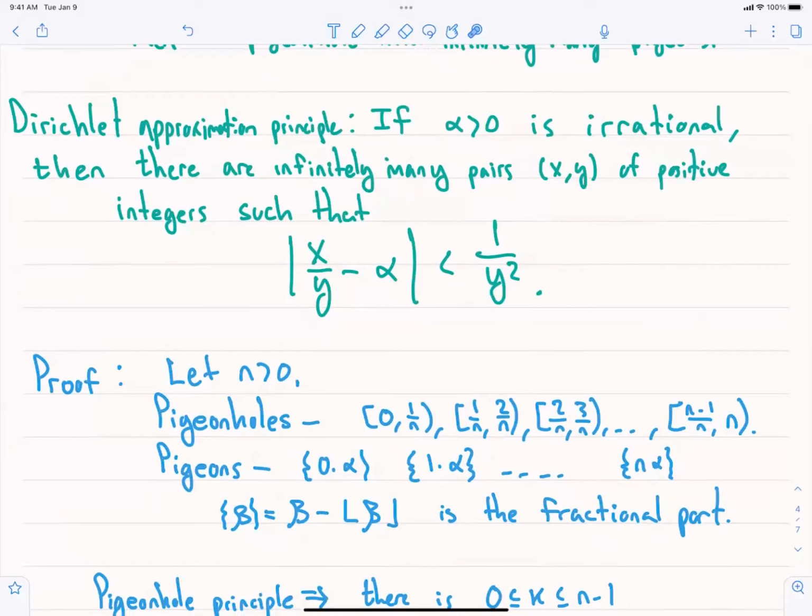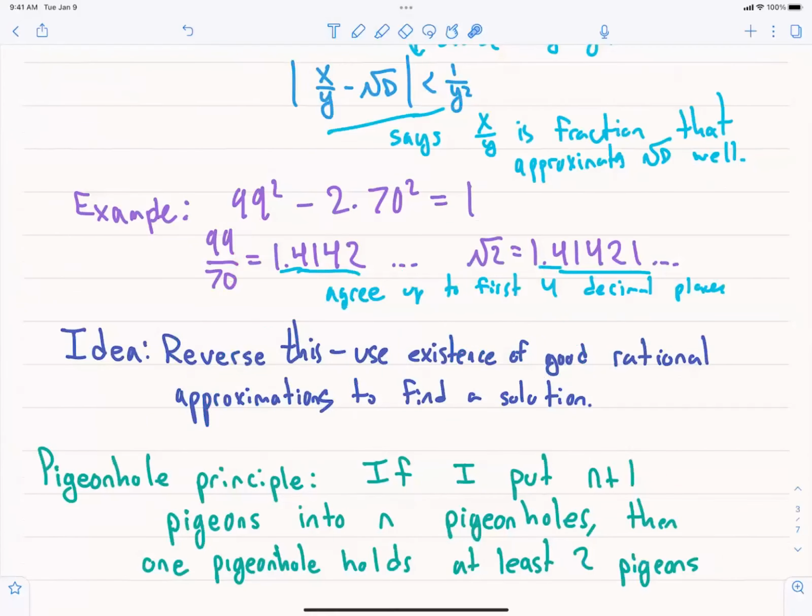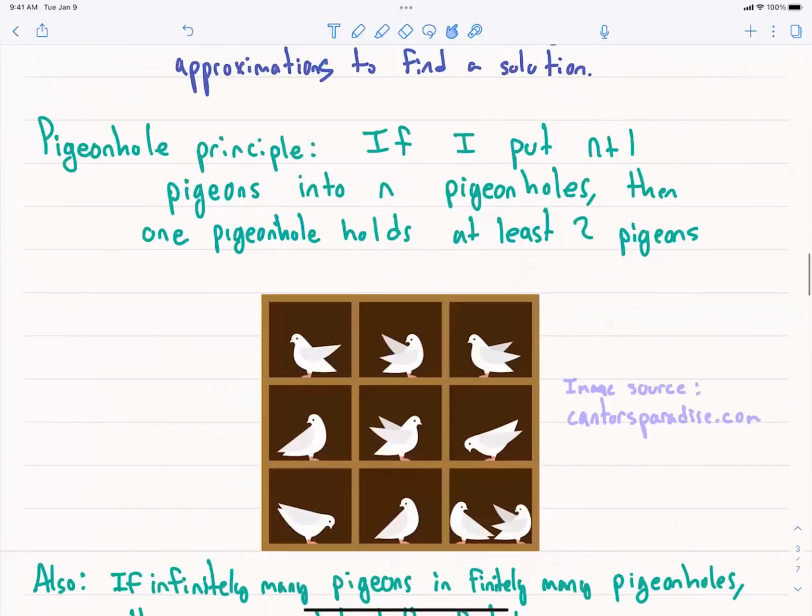Another way you can say that is you have a fraction that approximates alpha to within the square of its denominator. And as we saw, this is pretty good. I mean, somehow 99 over 70 works a lot better than the decimal approximation. Somehow it takes less information than the decimal approximation to write. Okay.